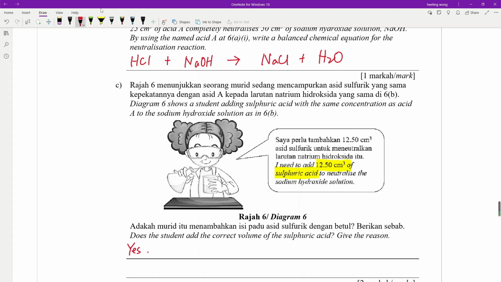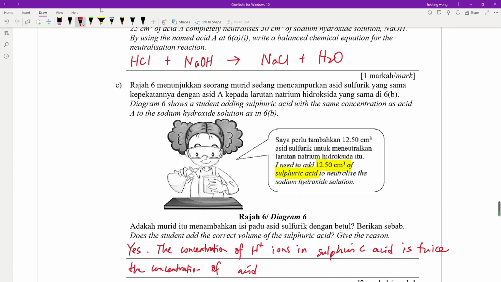Because sulfuric acid is a diprotic acid, no? The concentration of hydrogen ions in sulfuric acid is twice the concentration of acid A. So this is how we answer the question.